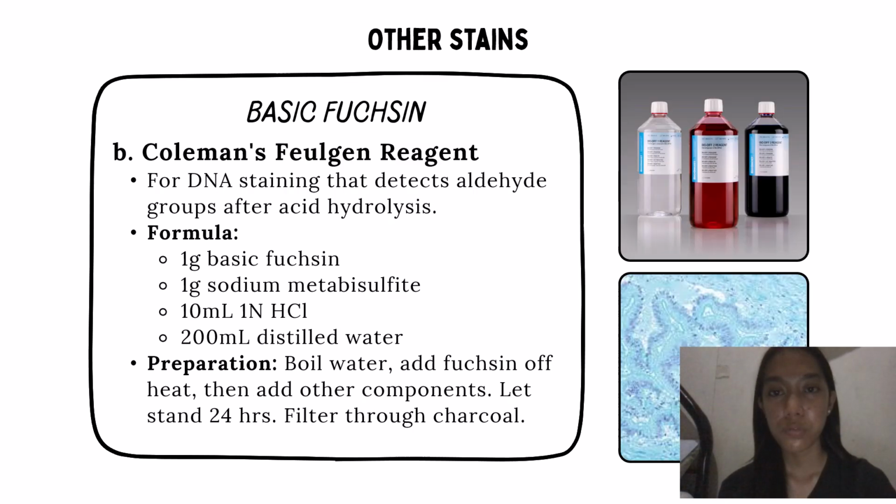Next is the Coleman's Feulgen reagent, which stains DNA by detecting aldehyde groups after acid hydrolysis. So it is composed of 1 gram basic fuchsin, 1 gram sodium metabisulfite, 10 ml 1 normal hydrochloric acid, 200 ml distilled water. It is prepared by boiling water, then adding fuchsin off heat, then adding the other components, letting it stand for 24 hours, and then filtering it through charcoal.